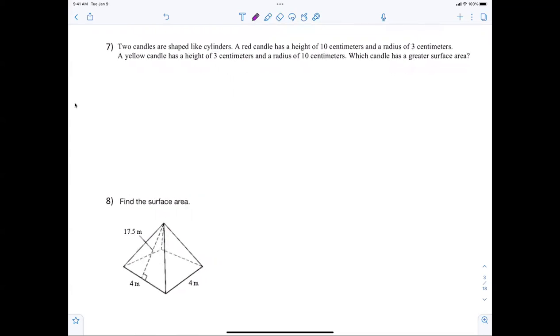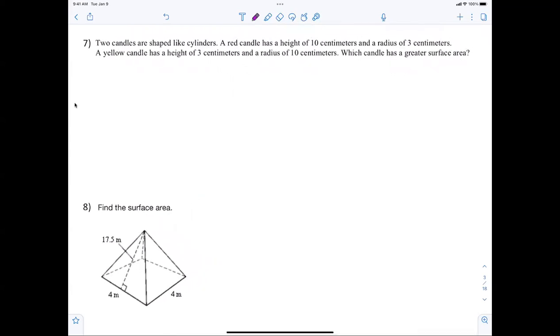All right, here we go. Let's check out number 7. Two candles are shaped like cylinders. A red candle has a height of 10 and a radius of 3. A yellow candle has a height of 3 and a radius of 10. Which candle has the greatest surface area?